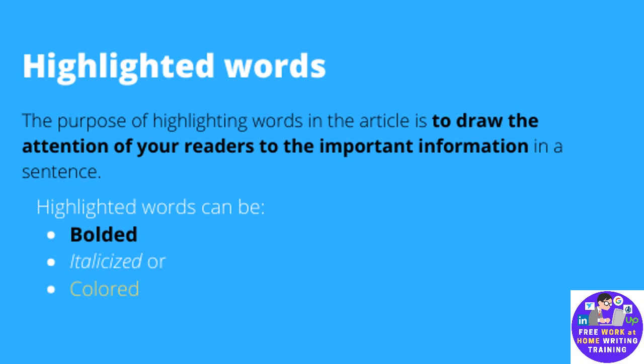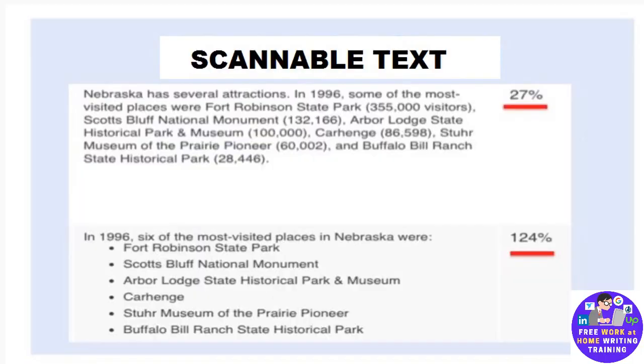Bulleted and numbered lists. Using bulleted or numbered lists is a great way to break your long sentences, especially if you are enumerating something. Bulleted and numbered lists make a more scannable text.